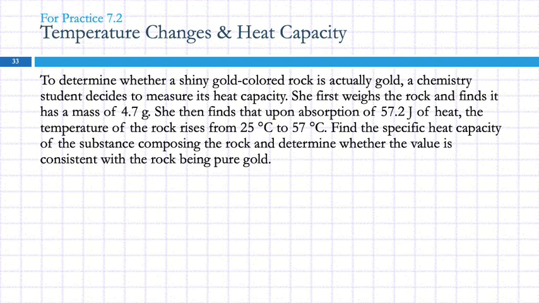I just think this is kind of a weird problem, but here it is. To determine whether a shiny gold-colored rock is actually gold, a chemistry student decides to measure its heat capacity. She first weighs the rock and finds it has a mass of 4.7 grams. She then finds that upon absorption of 57.2 joules of heat, the temperature of the rock rises from 25 degrees Celsius to 57 degrees Celsius. Find the specific heat capacity of the substance composing the rock and determine whether the value is consistent with the rock being pure gold.